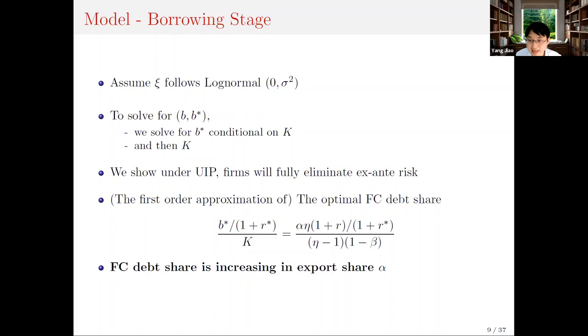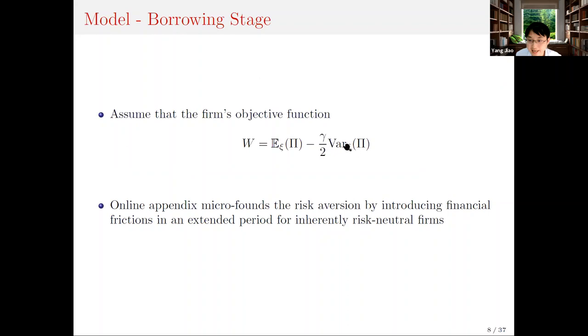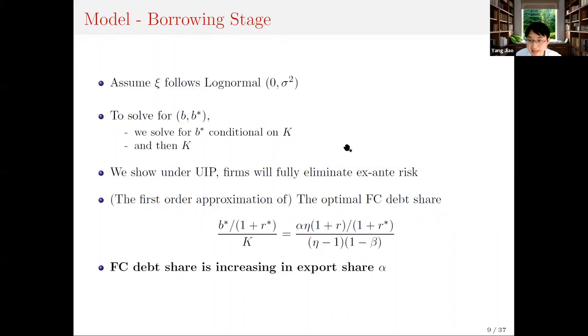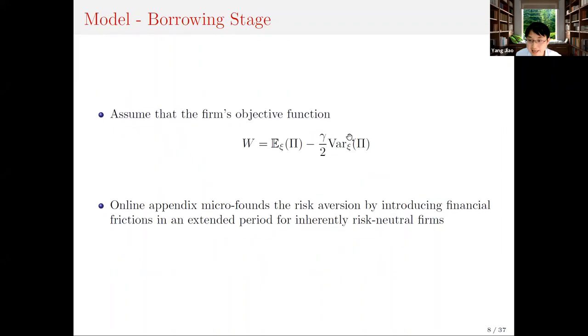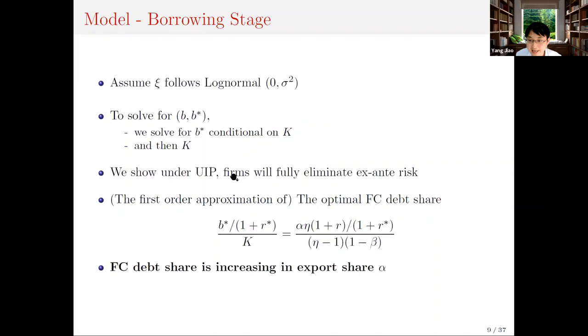And if the firm is risk averse, the firms will fully eliminate ex-ante risk. So essentially for these objective functions, they will make this variance equal to zero. However, if US dollar borrowing is cheaper, the firm will endogenously be exposed to some kind of foreign currency risk when they choose their foreign currency debt and local currency debt combination. So in any case, on the UIP, we can have some very analytical results, which is that the optimal foreign currency debt share, which is the total foreign currency borrowing divided by the total borrowing, is going to be an increasing function of the export share.